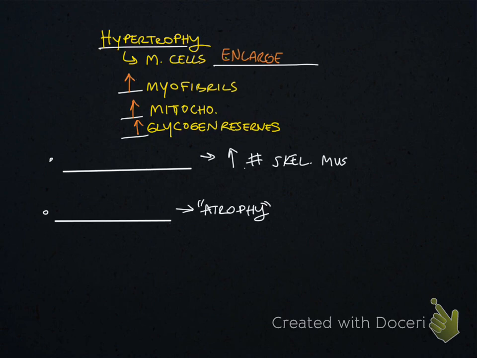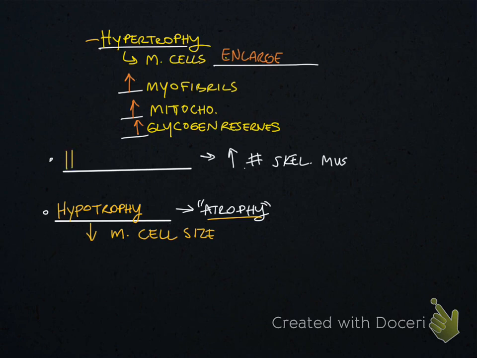Then the one at the bottom, I think your notes have this wrong. It should say hypo, H-Y-P-O, or atrophy. This is a decrease in muscle cell size. Okay, this is due to disuse and non-exercise, so it is the opposite of this, hypertrophy.